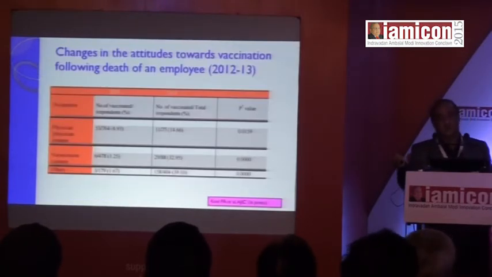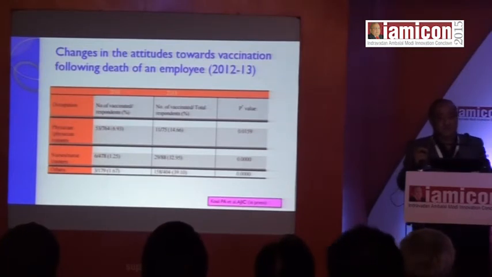And this is an eye-opener. There was a death of an employee in SKIMS. There was a panic across. Everybody desired and demanded an influenza vaccine. And the hospital administration was forced to give it first on payment, then free.